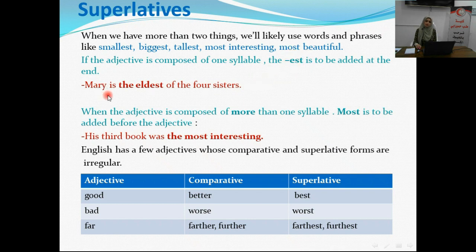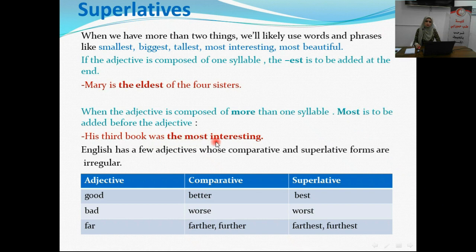As you see here, we have the example. Mary is the eldest of the 4 sisters. Now we are comparing Mary with the 4 sisters. So we are not comparing Mary with one sister or one thing. No, we are going to compare her with a group of her sisters. When the adjective is composed of more than one syllable, most is to be added before the adjective. His third book was the most interesting.